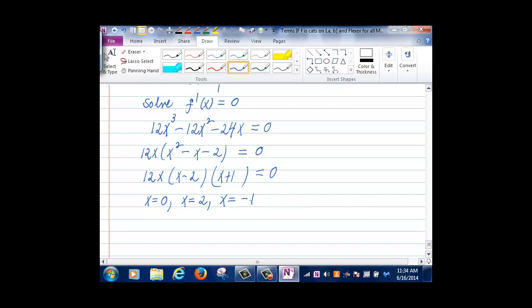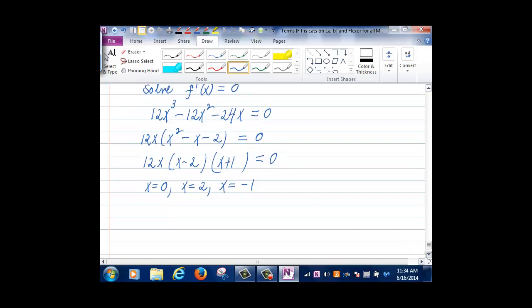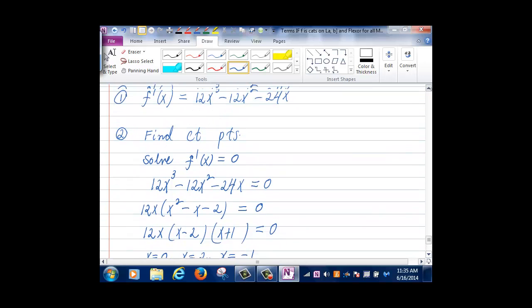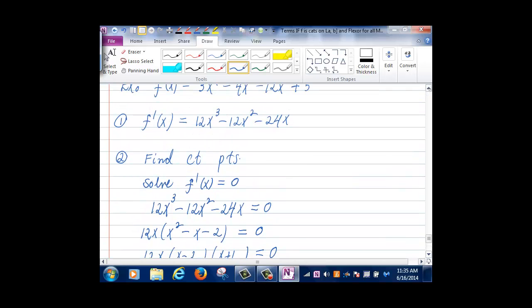Now, I also have to solve where the derivative doesn't exist, right? Solve f prime of x does not exist, but in this case no solution, right? Because we see that the derivative is a polynomial function. The derivative is given by this guy, and it exists for any x, right? So the derivative exists everywhere.